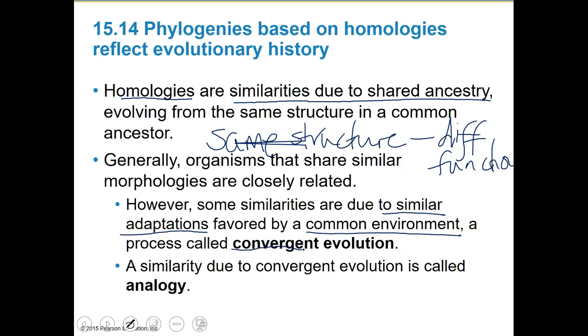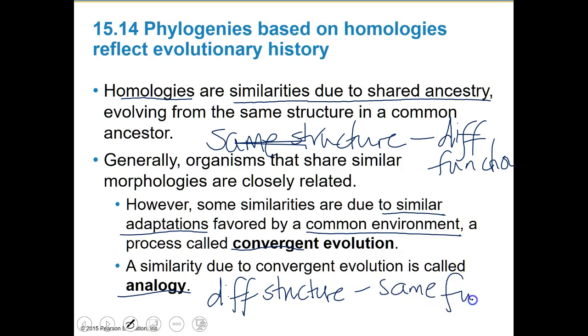And so a similarity due to convergent evolution is an analogy because they're going to have different structures, but same or similar function. See how these two things are a little different? Homologies have sort of the same ancestral structure, but it can have a different function, whereas with analogies, they'll have completely different structures, but the same function.